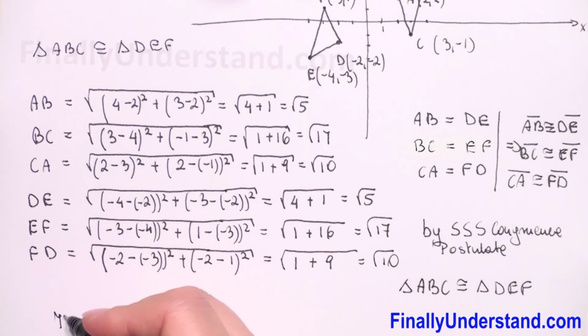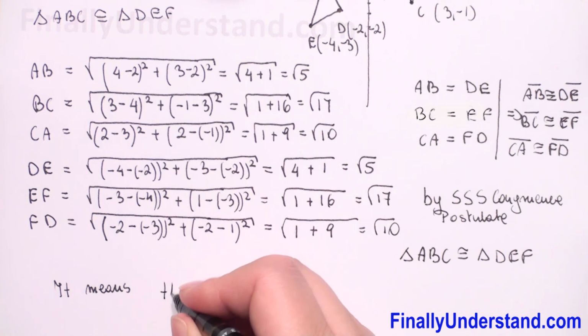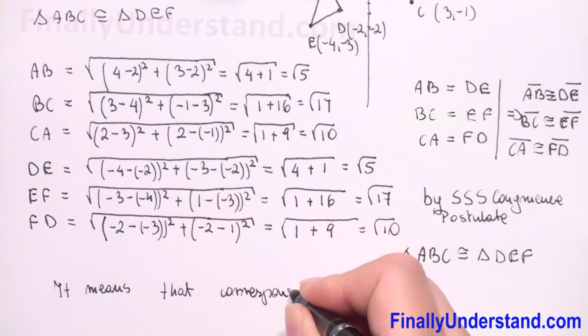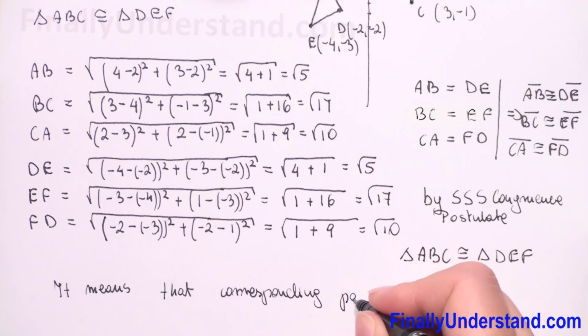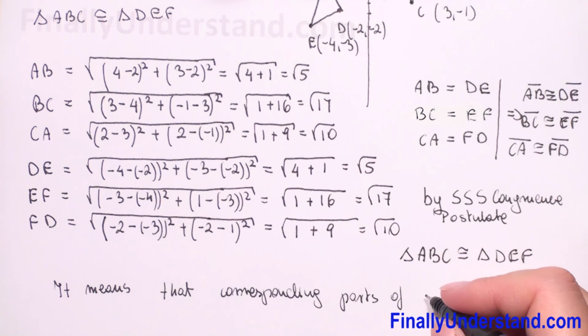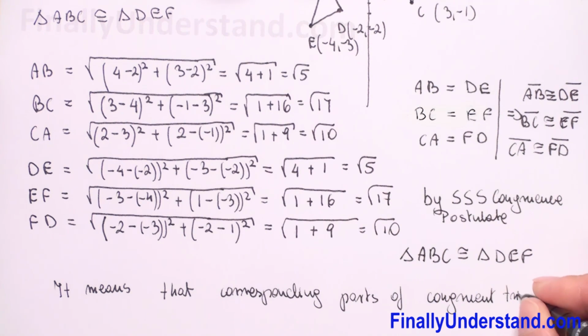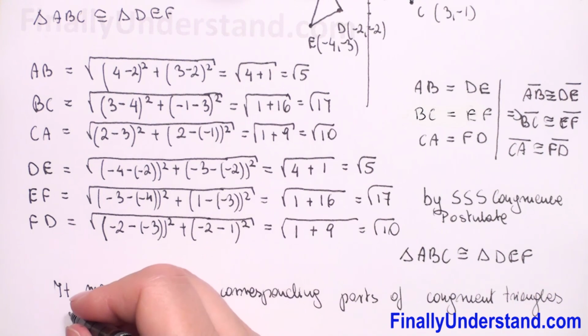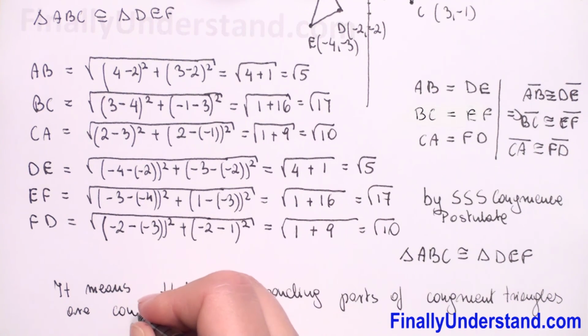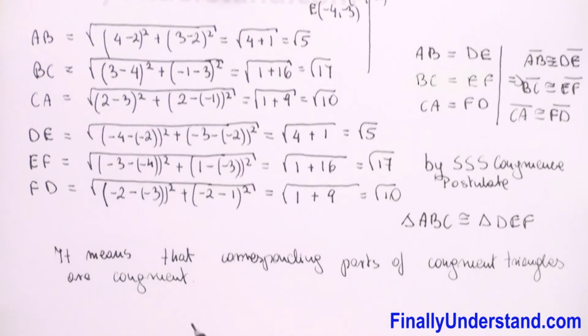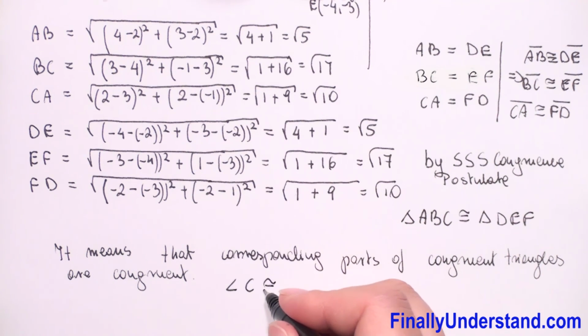It means that corresponding parts of congruent triangles are congruent. So angle C is congruent to angle F. This is my solution.